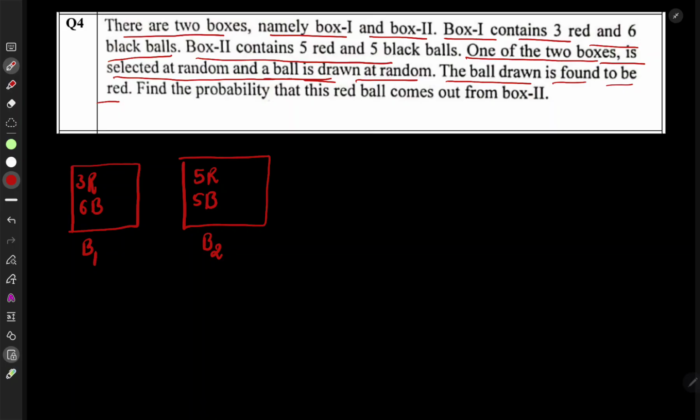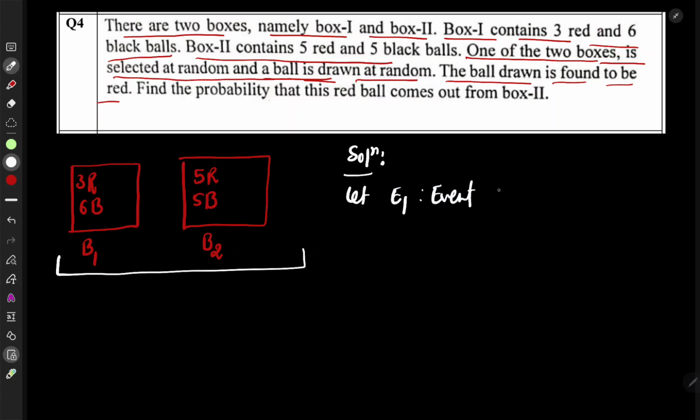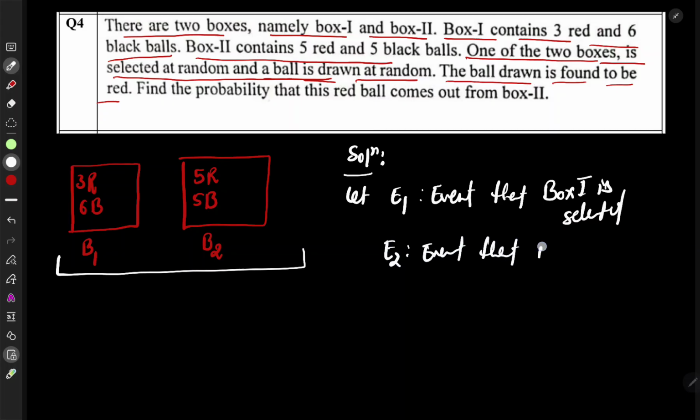So the question is saying that a ball is going to be drawn, but from which box? First we need to select the box. So how will I write it? Let E1 be the event that box 1 is selected, and E2 the event that box 2 is selected.